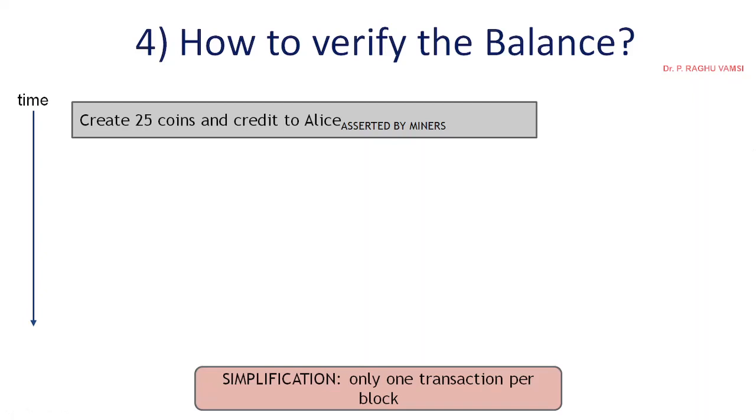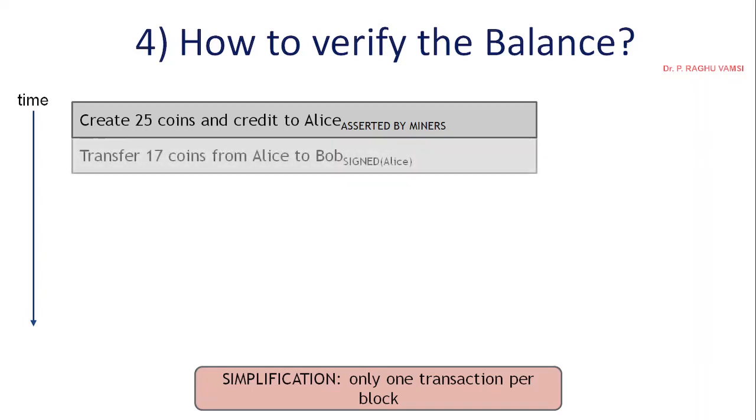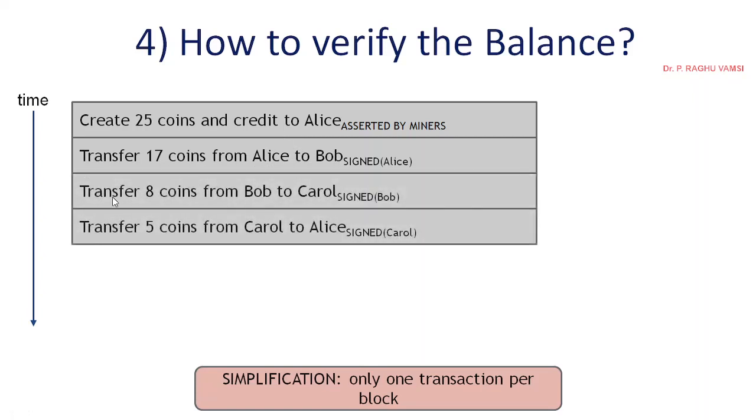and keep on writing like: create 25 coins to credit to Alice, which is also asserted by miners, and transfer 17 coins from Alice to Bob. So first 25 coins were assigned to Alice. Then Alice transferred 17 coins to Bob. Since Alice is sending 17 coins to Bob, obviously this transaction must be signed by Alice.